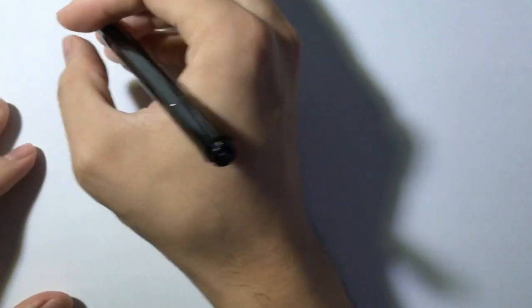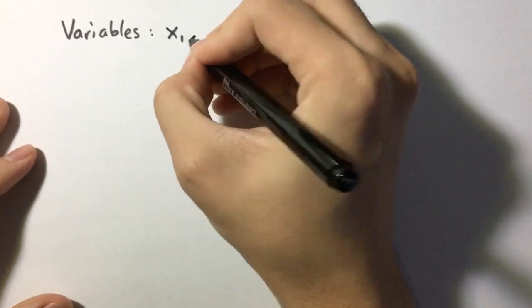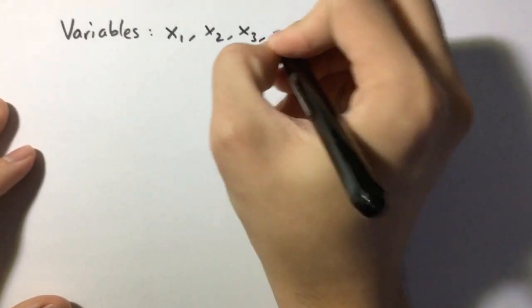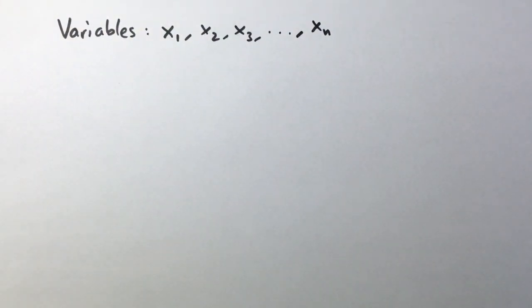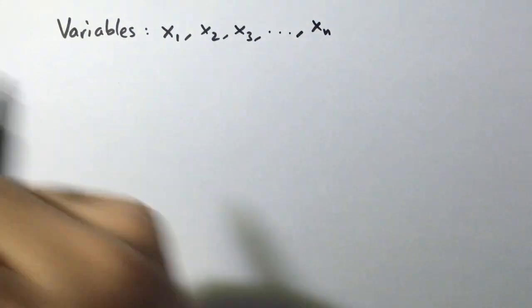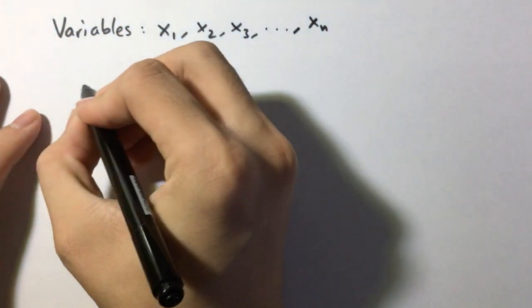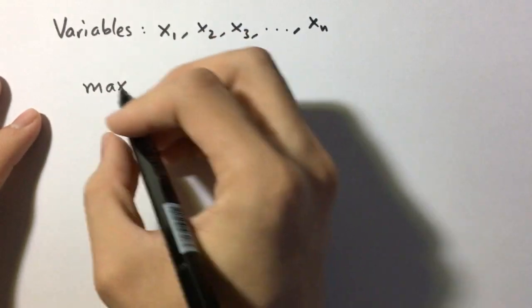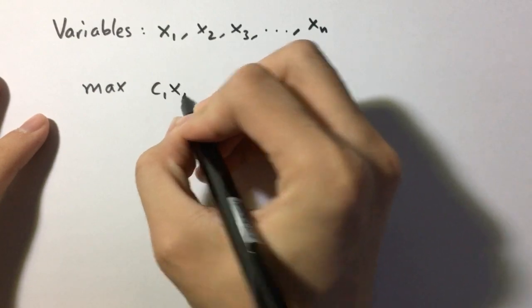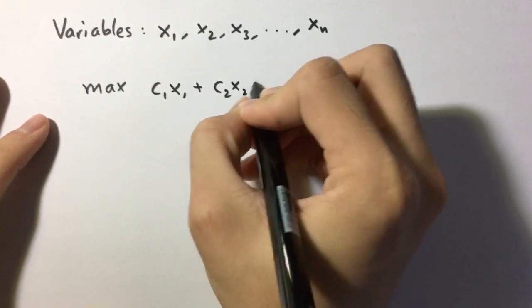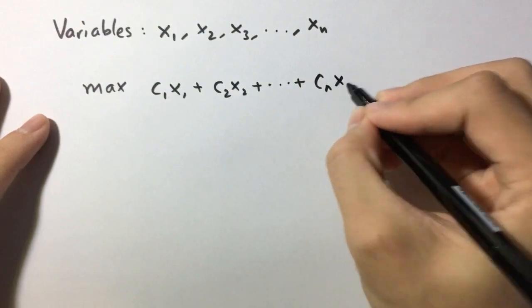Note there are many other types of optimization problems. Linear programs are just one of them. So in linear programs, we're going to have different variables. We're going to call these variables, for example, x1, x2, x3, all the way to xn. Now, when we optimize something, we have an objective, a particular goal we want to try to have. So in this case, we're going to say the objective is to maximize something. We're going to maximize c1x1 plus c2x2 plus all the way to cnxn.